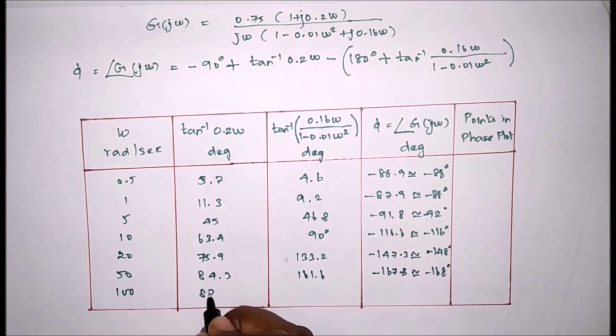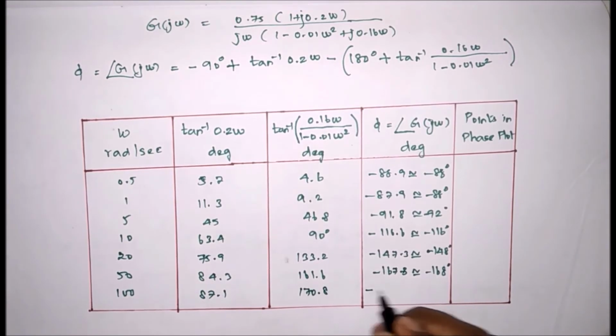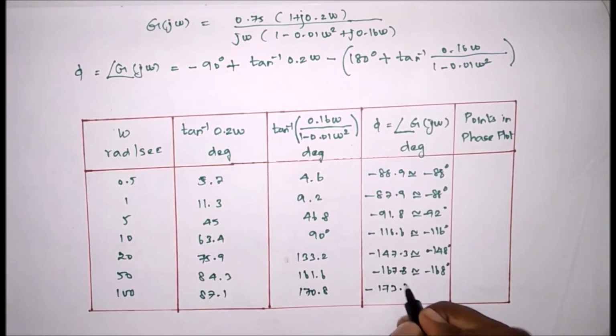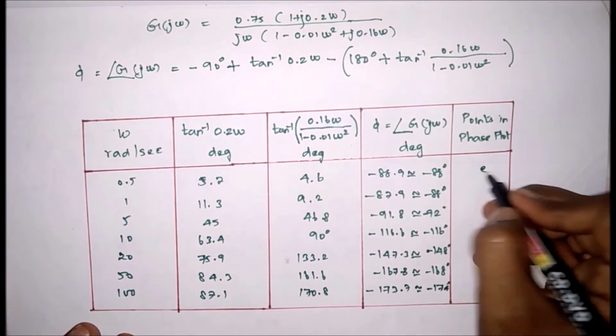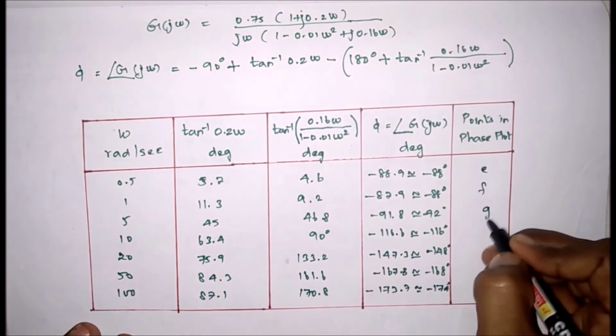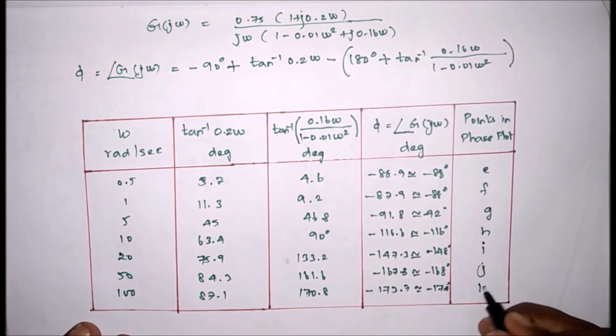Finally, we selected 100, 81.5 first term. Second term we will get 170.8. So we will get minus 173.7. Finally, we will get minus 174 degree. So this we can say point E, this F, G, H, I, J, then K.